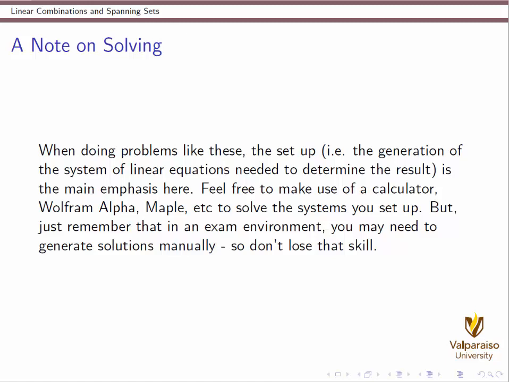So in between those two things, use your calculator, use Maple, use Wolfram Alpha, use whatever you would like to solve the systems that you set up when you're working out of class, okay? But when you're taking a test, perhaps, you will probably still have to do it by hand, so don't forget how to do that.